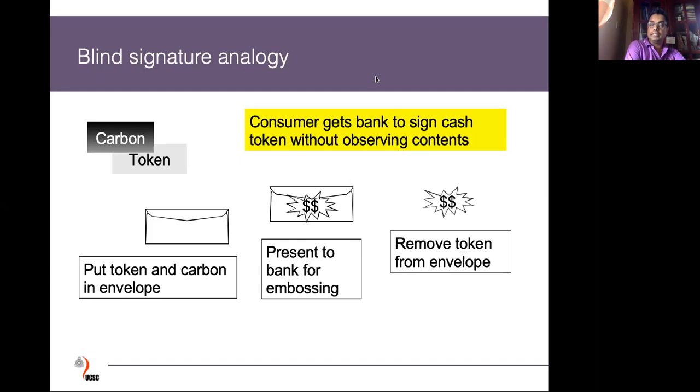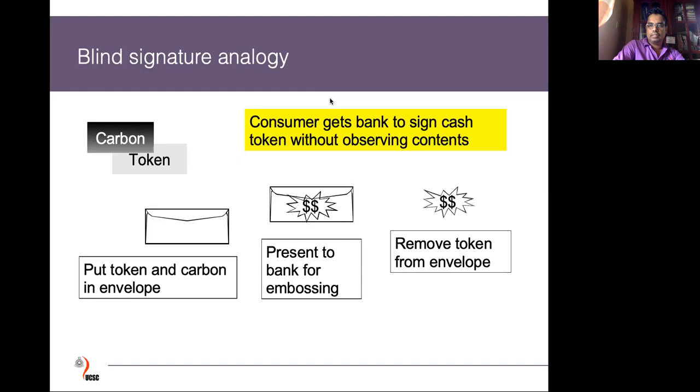Anonymity is one of the main requirements in cryptocurrency or any digital cash. There is a difference between these two. I will take an example in a minute. The concept of blind signatures is about signing some document without having a look at the content, without reading the content.